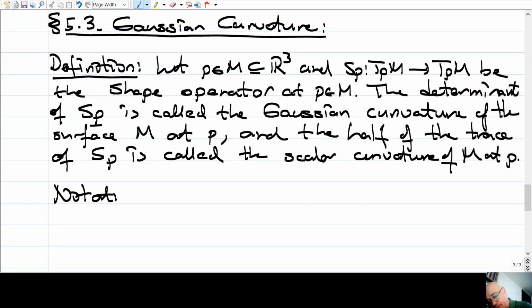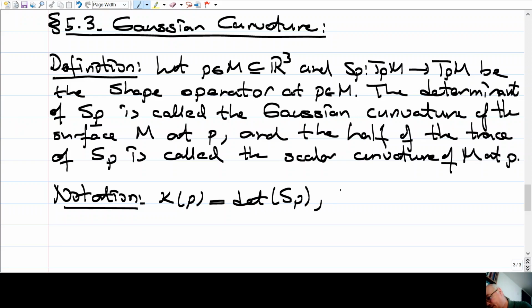Notation: Gaussian curvature is denoted by Kp. So this is just the determinant of Sp, and scalar curvature is just half the trace of Sp, and it will be denoted by Hp.